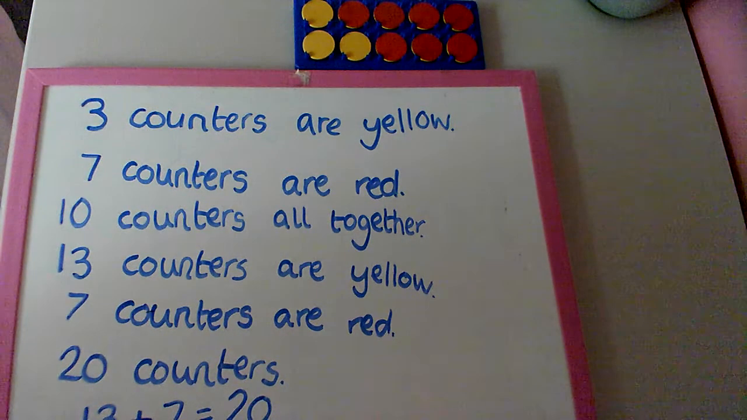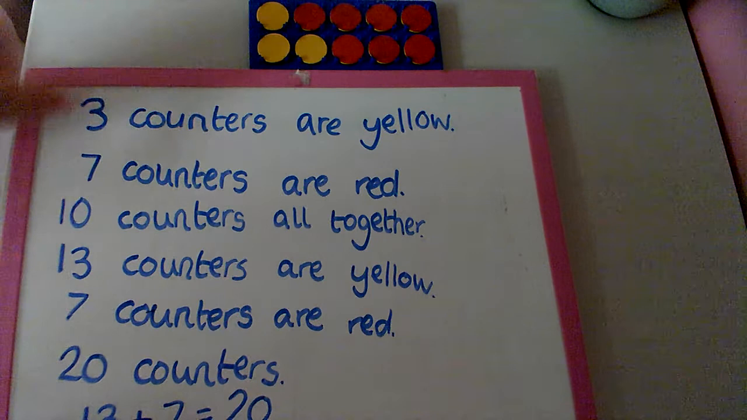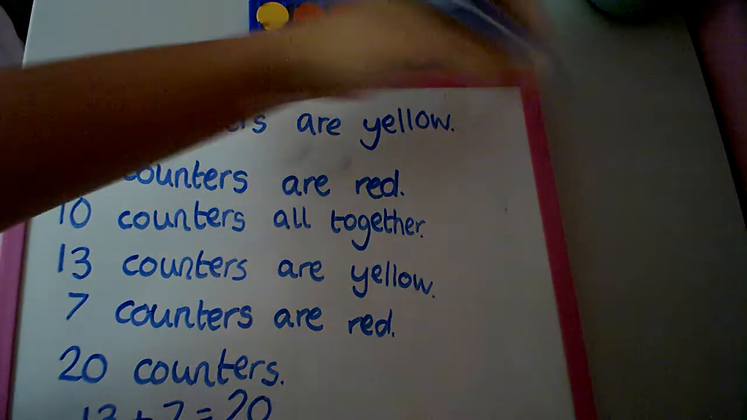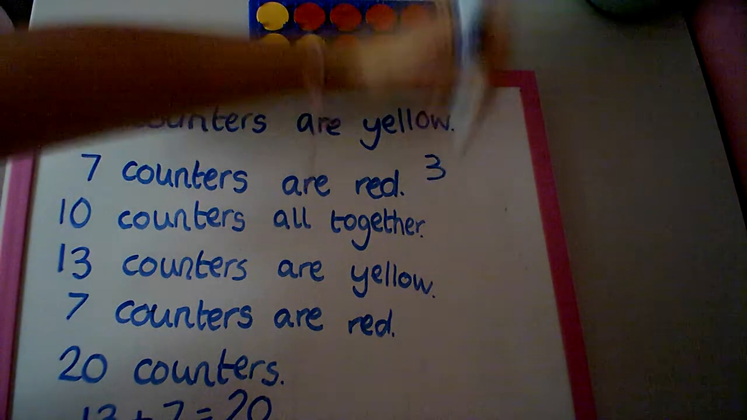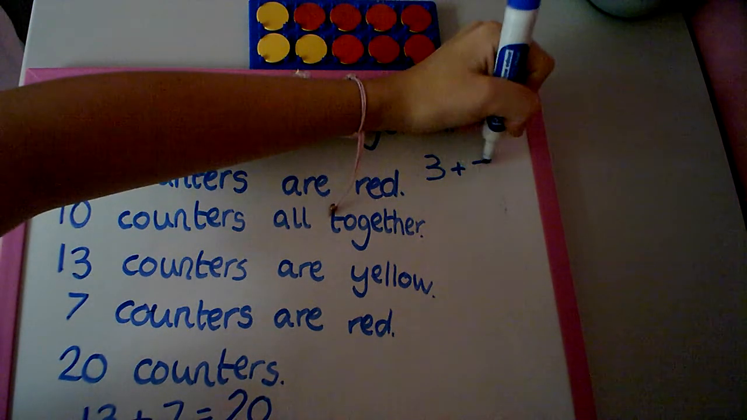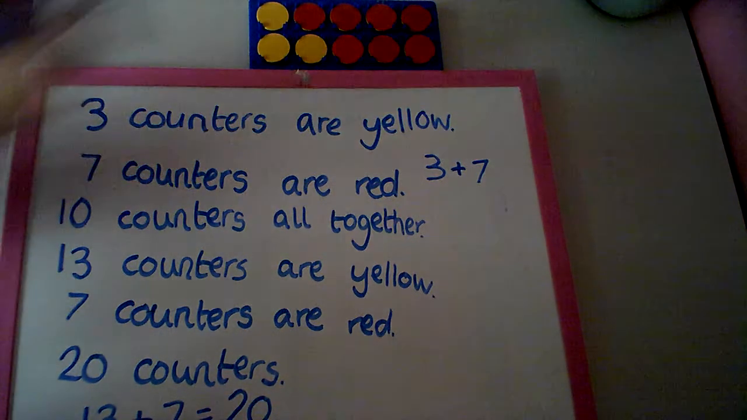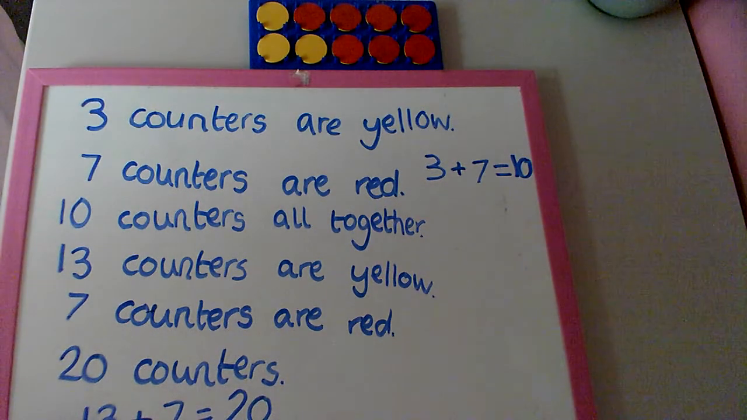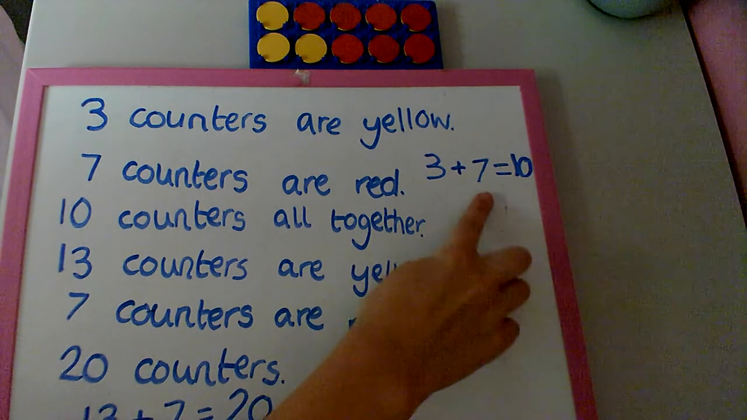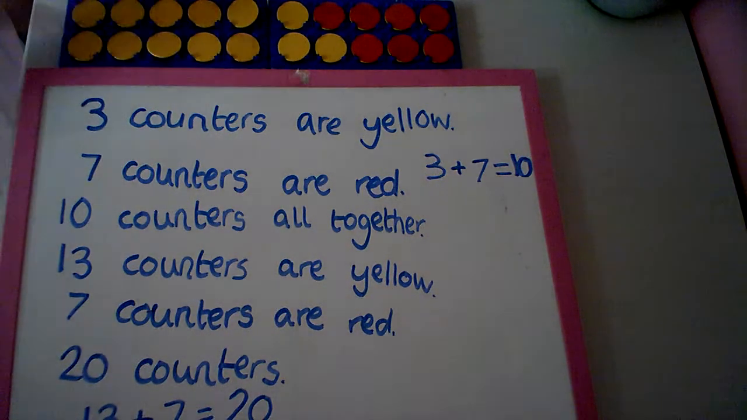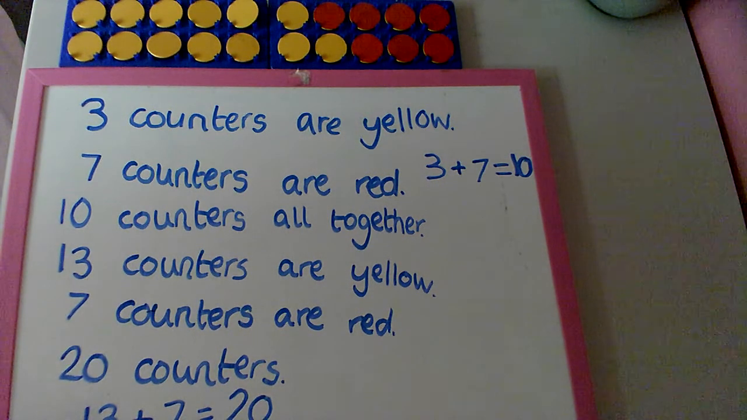But how many did we have to start off with when we just had the tens frame? Let's put this one into a number sentence. Well, we had 3 counters that were yellow, and 7 counters that are red, and there were 10 counters altogether. Can you spot a pattern? 3 add 7 equals 10, but 13 add 7 equals 20.